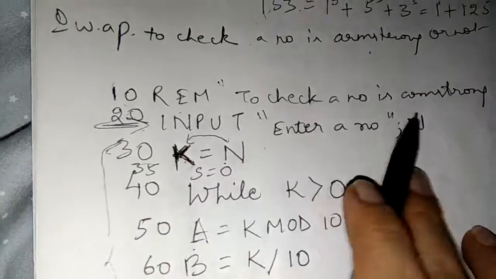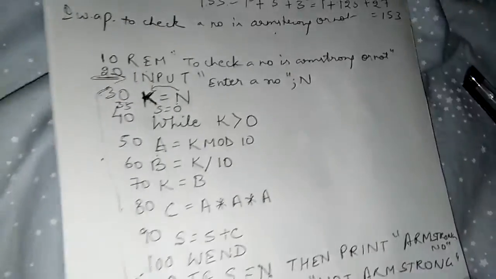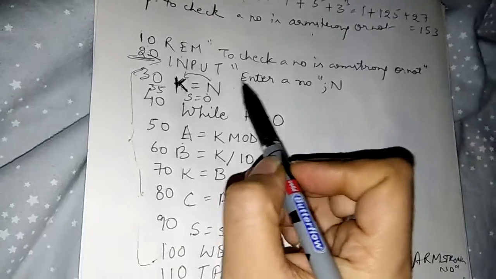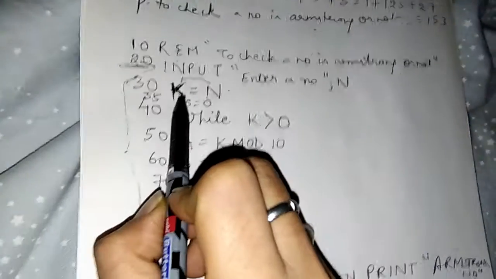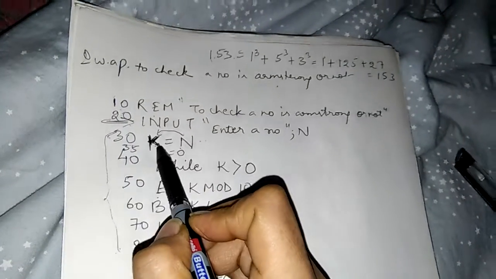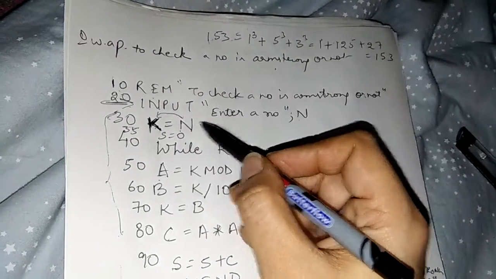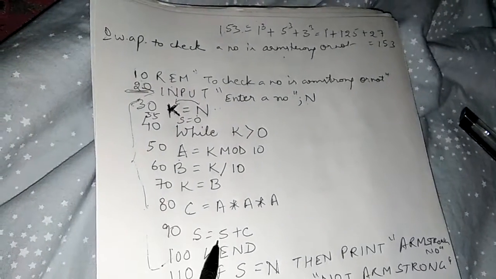So what are we doing in this program? See, I am storing the value n in variable k because we will keep on reducing the number. How will we check that the original number entered is equal to the sum of cubes or not?